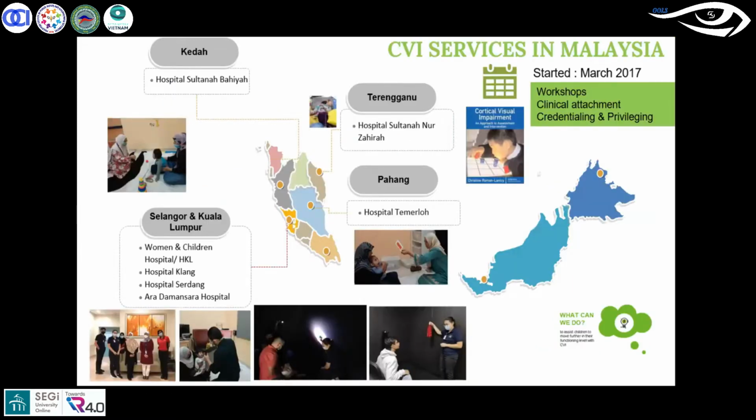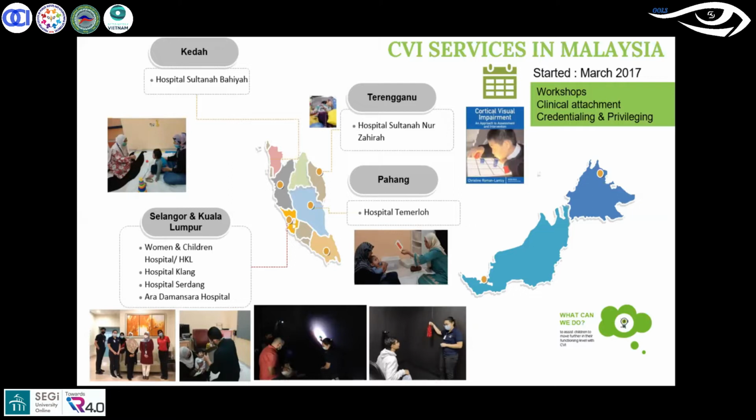We started back in March 2017 from a conference with a neuro-ophthalmologist and pediatrician from the United Kingdom, Great Ormond Street Children's Hospital, Mr. Richard Bowen. He came to Malaysia to a conference where he gave a plenary talk about CVI. From there, our late ophthalmologist, Dr. Joseph Alagaratnam, had the idea that we need to start this service in Malaysia. So it was novel back in 2017.